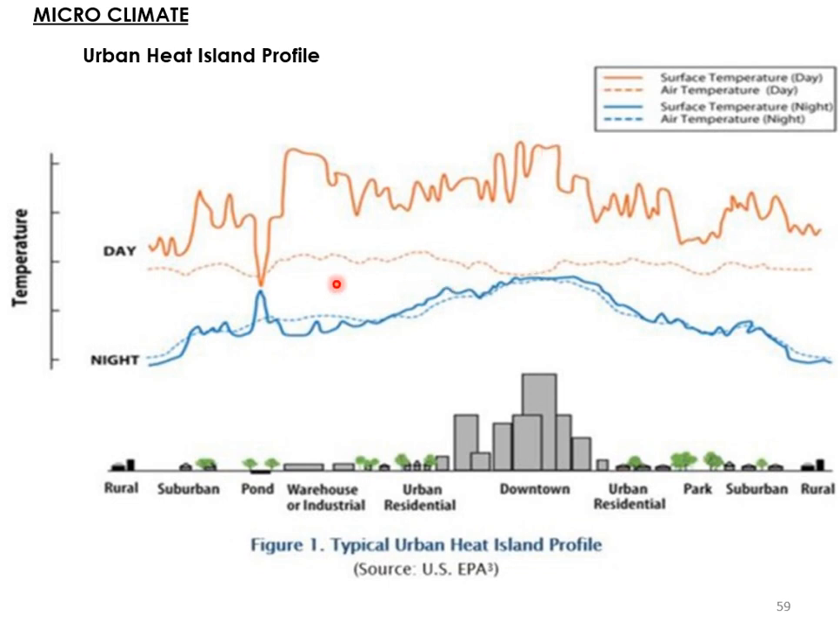So the graph is clearly showing you, like this dotted line is the air temperature, if you can see. Okay, so during the day, whatever it is, and this dotted line in blue is the air temperature during your night time. So if you see the graph, the surface temperature during the daytime is extremely high in your downtown areas. It's extremely high in your downtown areas.